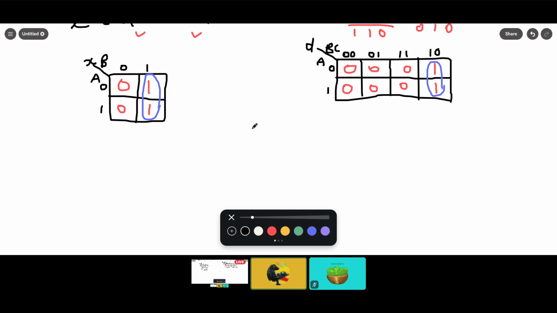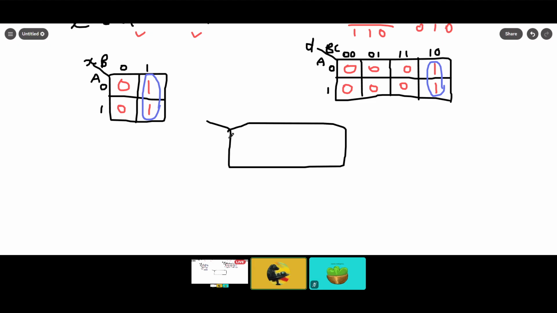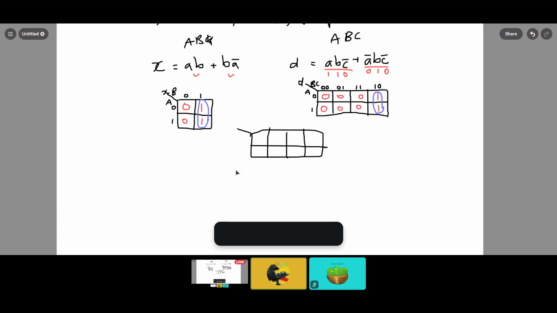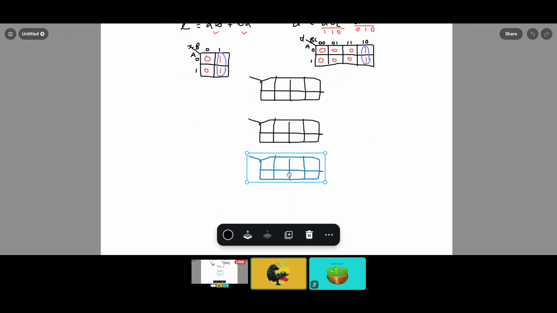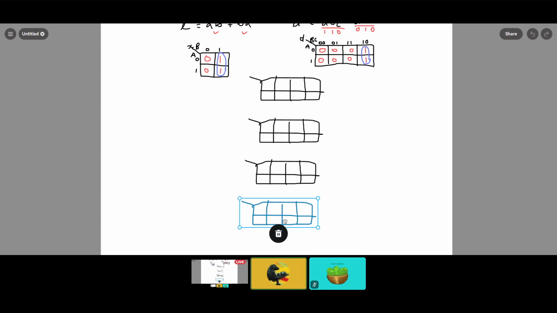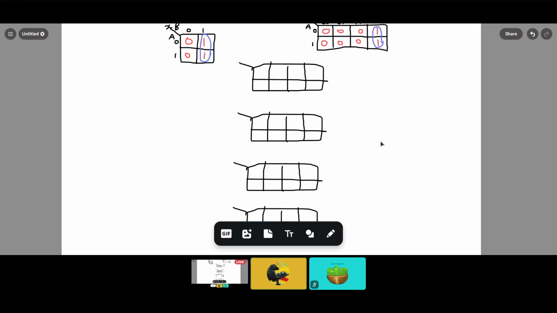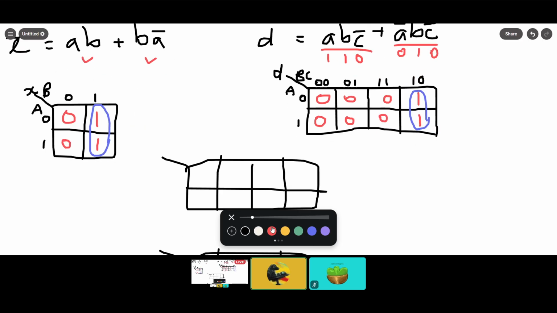So that's it, right? Wrong. There are a few rules that you need to know. Okay. First of all, you can only group in groups of 1, 2, 4, and 8. What do I mean?